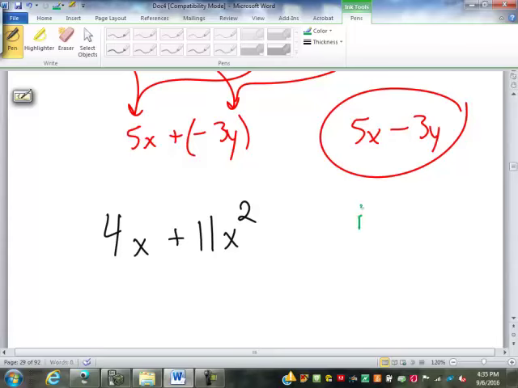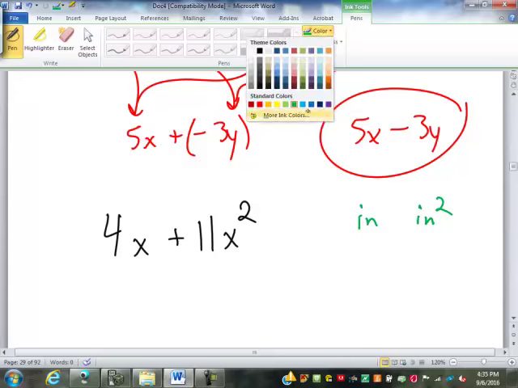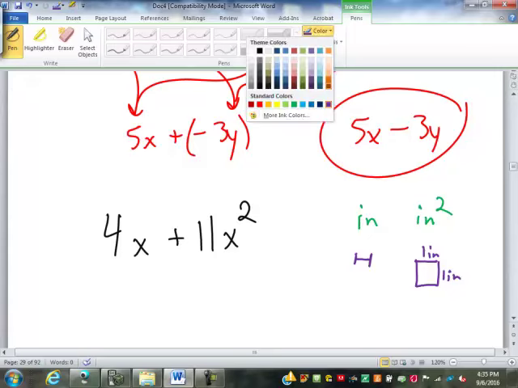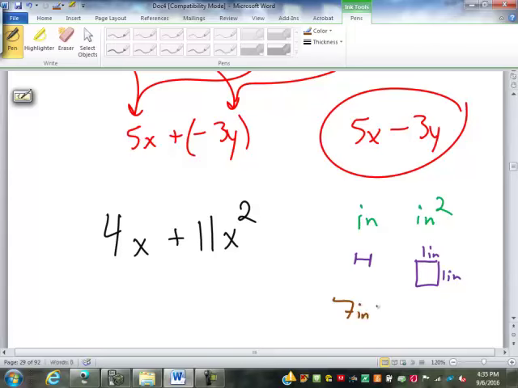Is an inch and an inch squared the same thing? An inch is a unit of length. It's the distance from one point to another. An inch squared is a unit of area. It's 1 inch by 1 inch. Are they the same thing? No, they're not. If I had 7 inches plus 3 inches squared, I cannot add those. It stays 7 inches plus 3 inches squared.